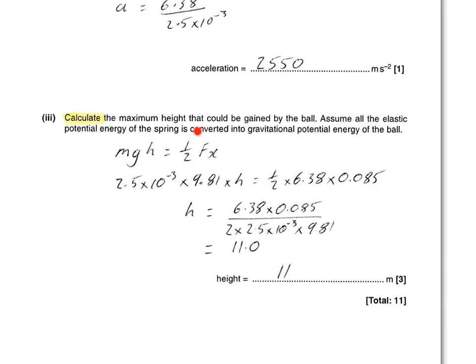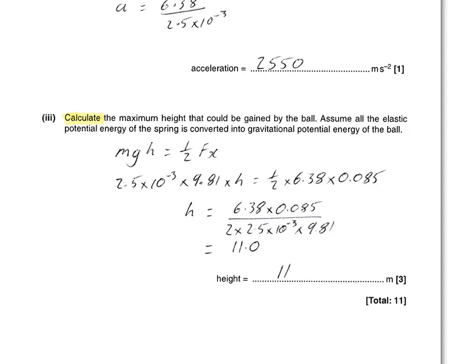And then that is equal to mgh, the gravitational potential energy it's going to end up with, because we're assuming, as it said in the question, all of the elastic potential energy of the spring is converted into gravitational potential energy of the ball. So I'm equating those two things together. mgh is a half Fx. So there's the mass, there's g, there's h, and a half times F times x. In that context, rearrange that, and it turns out that the ball can get 11 meters up in the air.